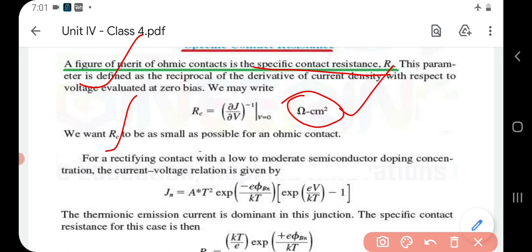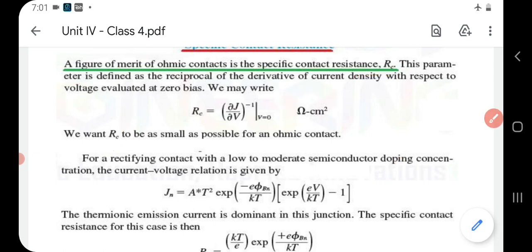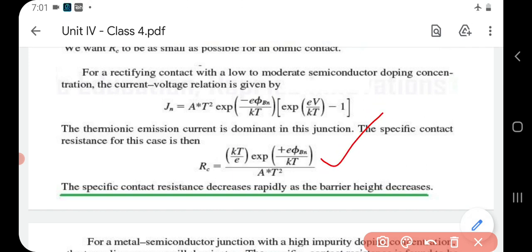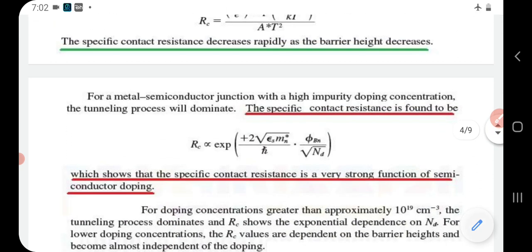Okay. For a rectifying contact with a low to moderate doping concentration, this is how the voltage-current relation, or current-voltage relation, looks like. In this junction, the dominant factor is that of thermionic emission. In such a case, that is, in the case of low to moderate semiconductor doping concentration, the expression for specific contact resistance is given by this. Now the specific contact resistance decreases as barrier height decreases. This is how specific contact resistance varies with barrier height. As barrier height decreases, specific contact resistance also decreases.